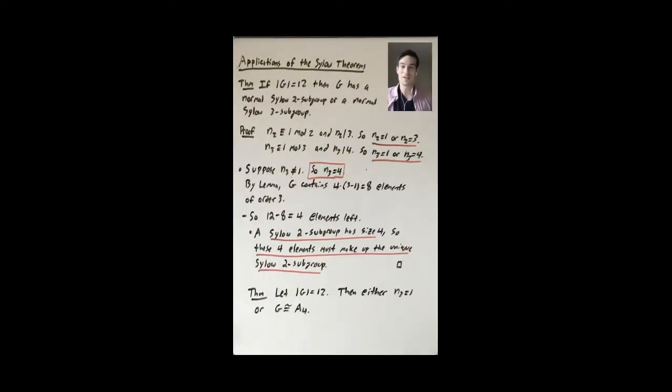Now let's prove this theorem about groups of order 12. We want to show that if G is a group of order 12, then G has a normal Sylow 2 subgroup or a normal Sylow 3 subgroup. We know that that's the same thing as showing that the number of Sylow 2 subgroups is 1 or the number of Sylow 3 subgroups is 1. So let's use the third part of the Sylow theorem to see what the possibilities are for n2 and n3.